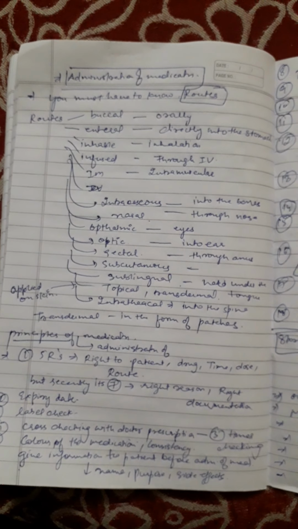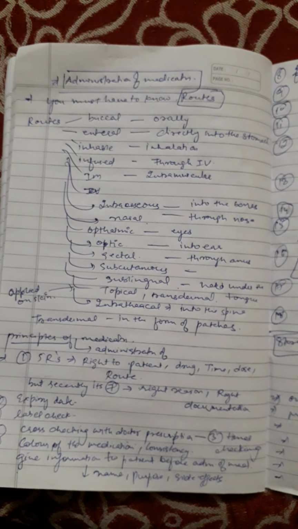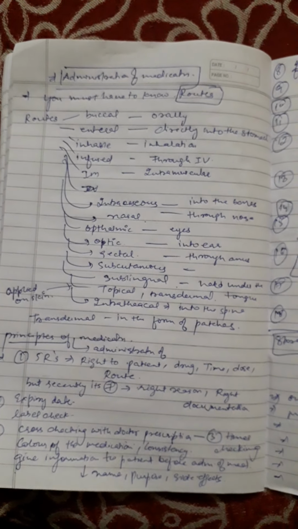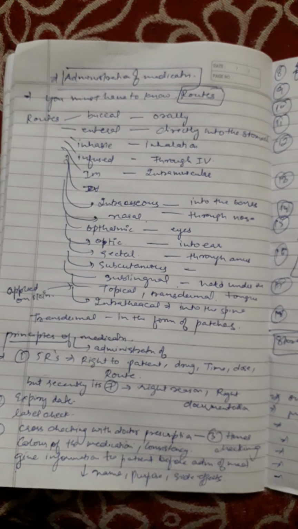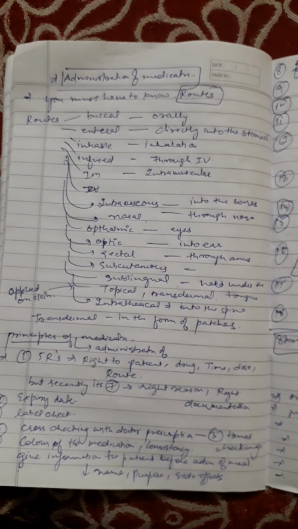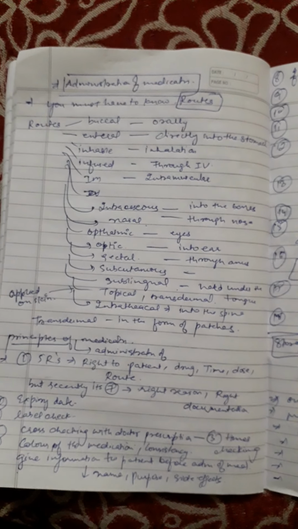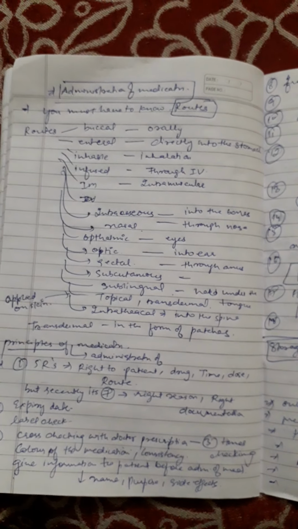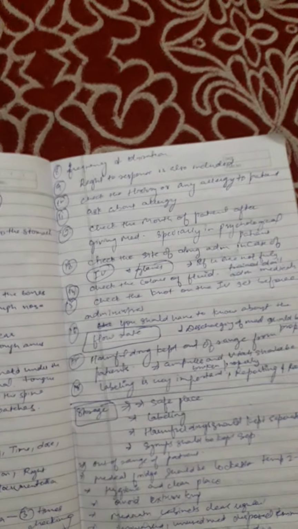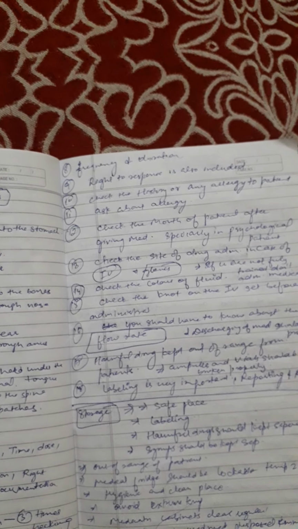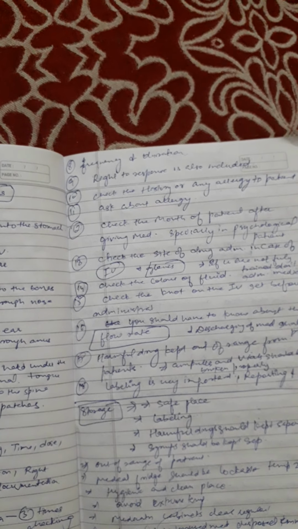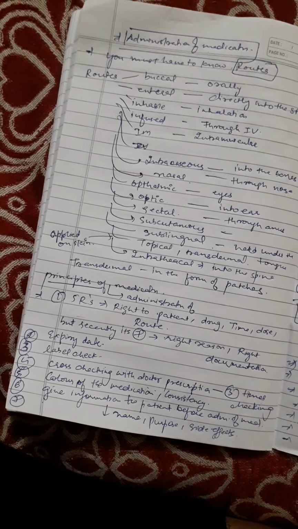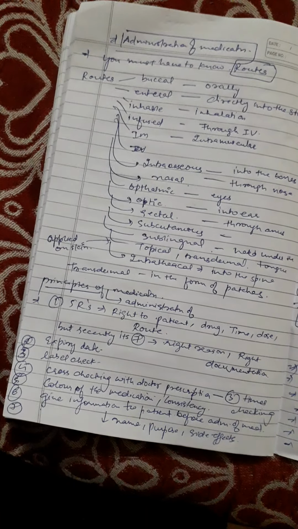Five are important: right patient, drug, time, dose, and route. But recently it's 7, even 10, also. The 7 add right reason and right documentation. And if I tell you the 10 R's: right patient, right drug, time, dose, route, reason, documentation, then response, and also expiry date. The label should be checked before giving the medication.